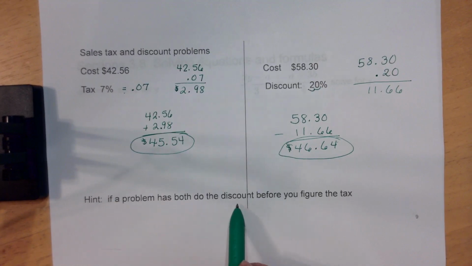Now, if you have to do both a discount and tax, make sure you get the discounted price before you figure out the tax. The tax is based on the discounted price.